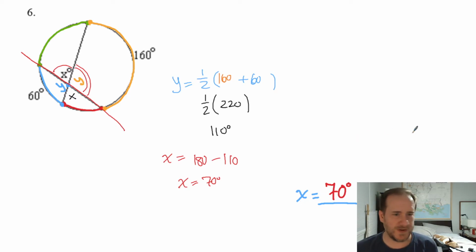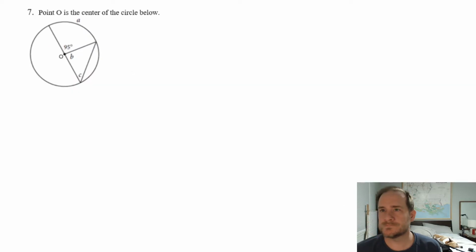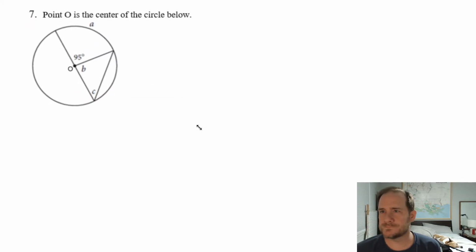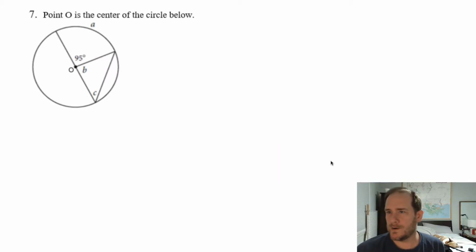So that's it for 6. Number 7. All right, for 7, it's probably important to notice that again, you've got the center of the circle. So this line here is a diameter, so we are chopped up again. That'll probably be relevant. And I want A, B, and C.